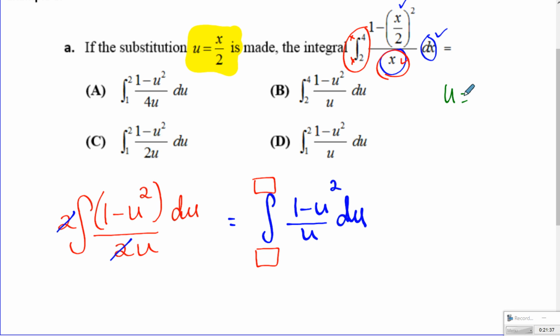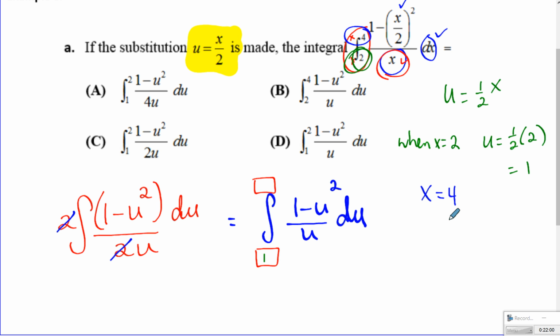We had u, as suggested by them, as 1/2 x. So when x is 2, right there, what would u be? u would be 1/2 times 2, or 1. 1's going in my bottom. When x is 4, then u is equal to 1/2 of 4, so u turns out to be 2. All right, now, is there an answer selection that matches mine?